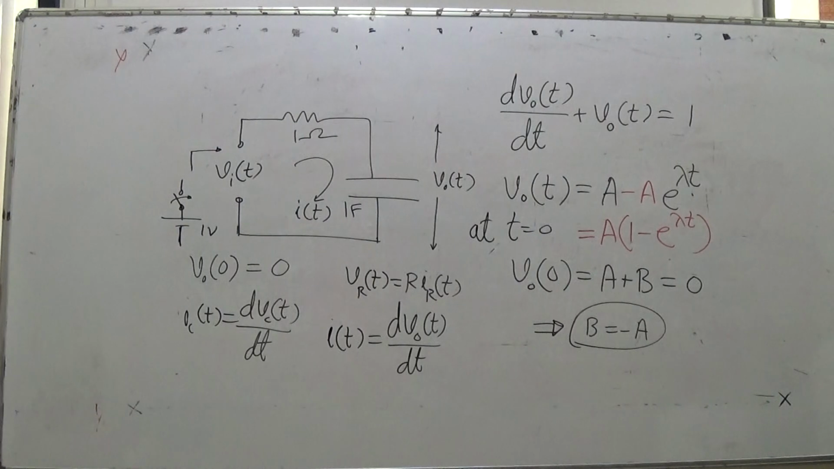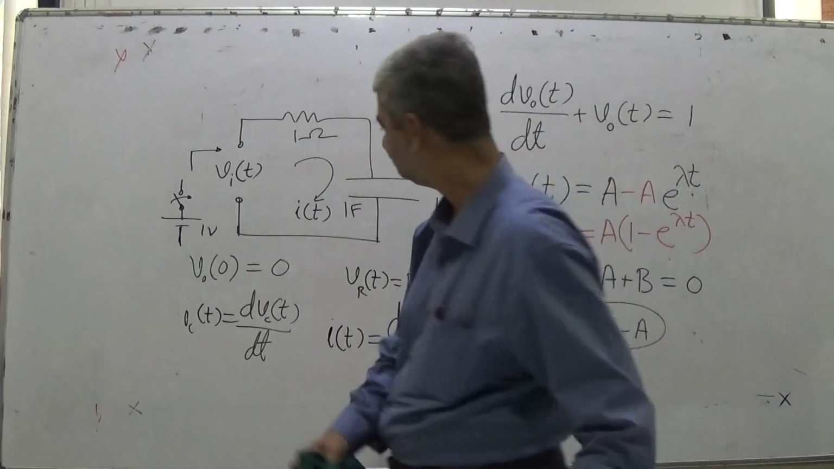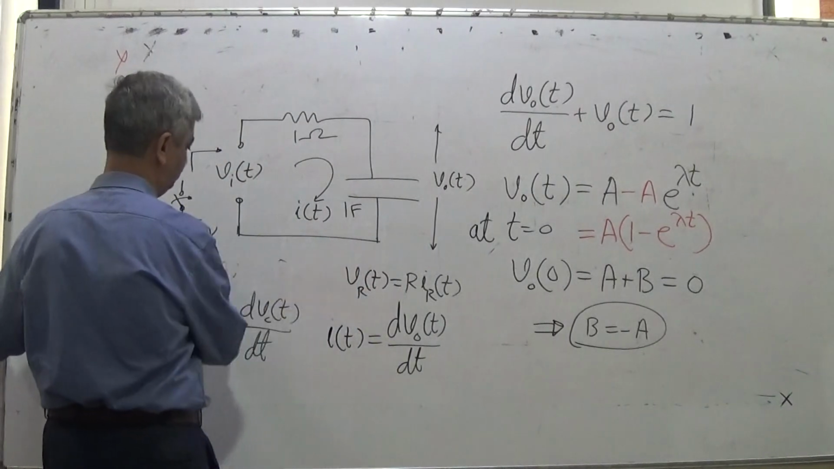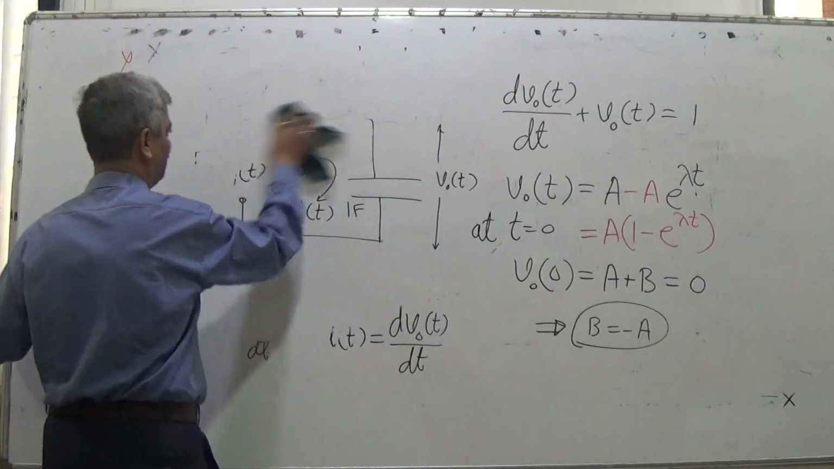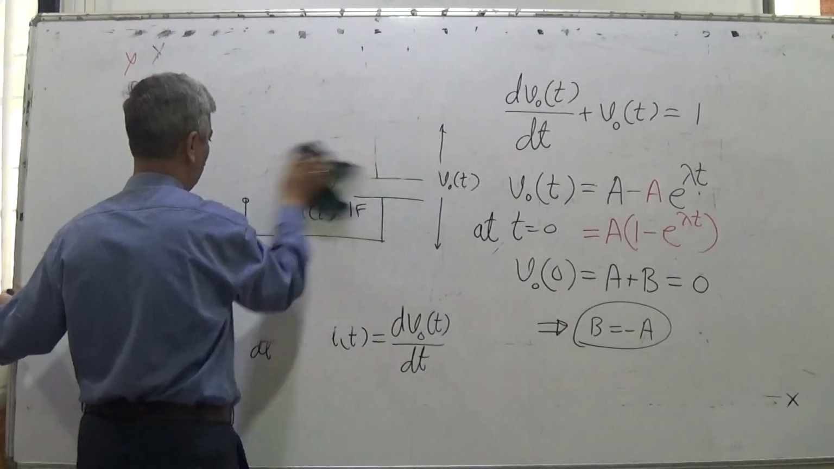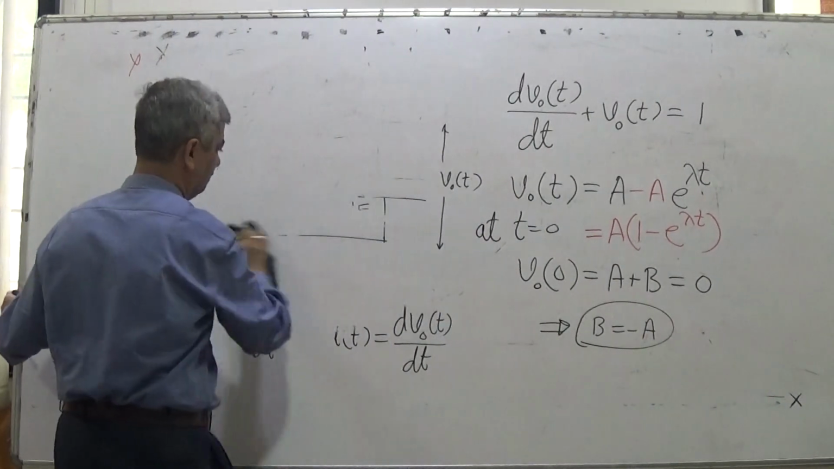Then by using this expression further, A into bracket 1 minus e raised to lambda t, we can very easily proceed. How can we proceed now? I think anything I can rub out. This also I will rub out. You can refer to it at any point later on just by going back in the YouTube.